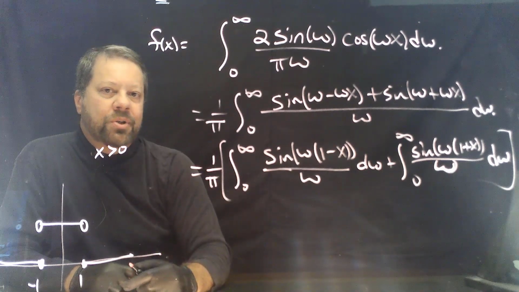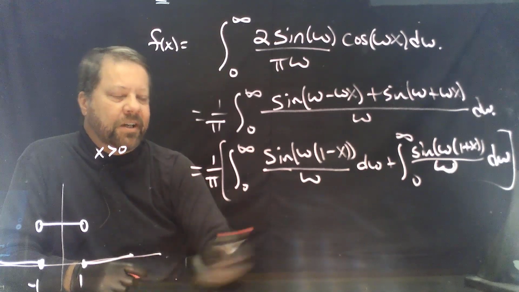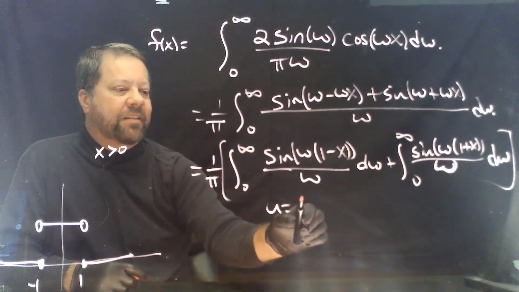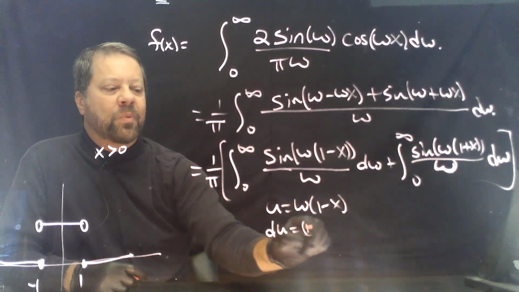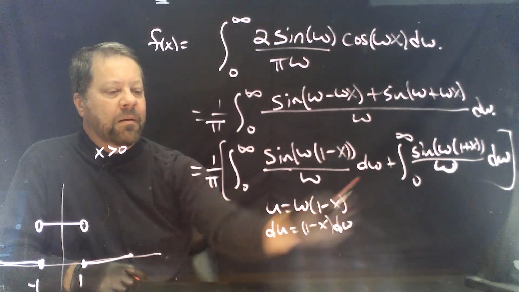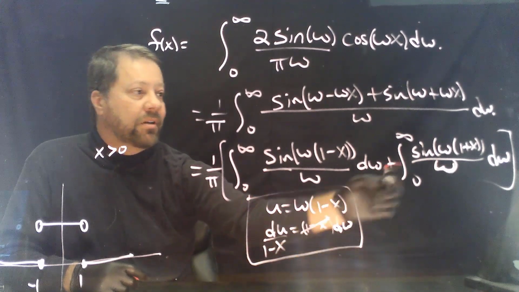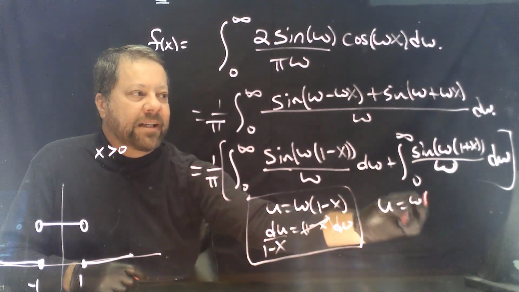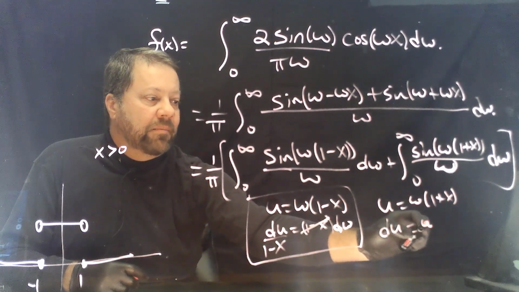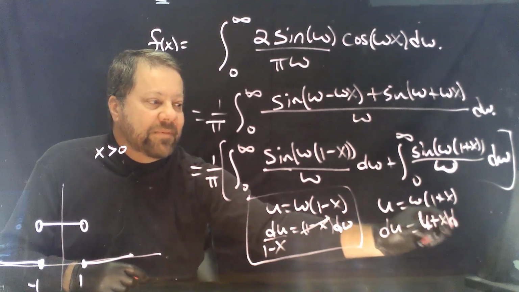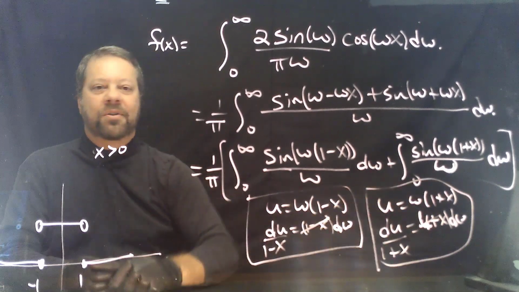Now we'll do a substitution on each of these. We'll substitute back in the end, so we won't bother switching the limits of integration. On the first term, we'll make the following substitution. u is omega times 1 minus x, so that du is 1 minus x d omega. We don't have the 1 minus x, so we'll have to divide that over, giving us this substitution. On the second term, u is omega times 1 plus x, and du then is 1 plus x times d omega. We'll divide the 1 plus x over and have this substitution.